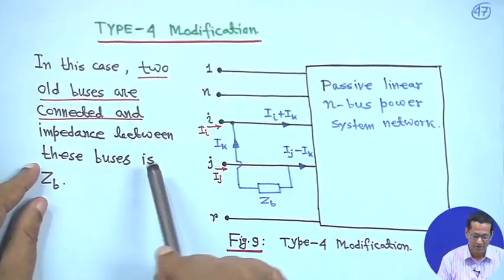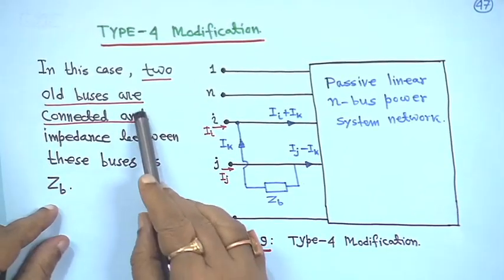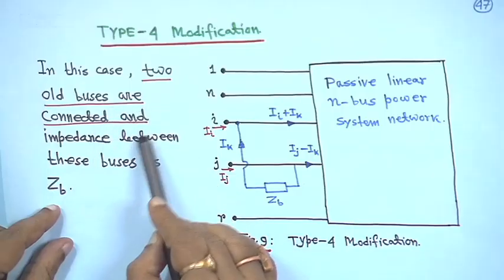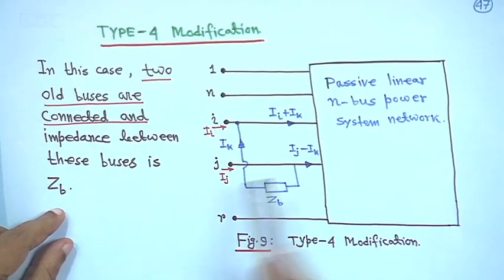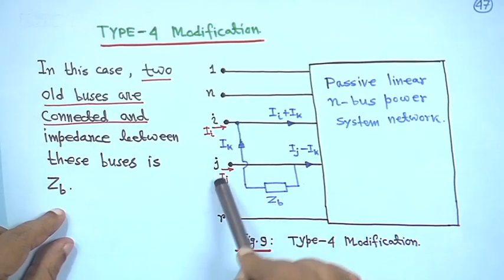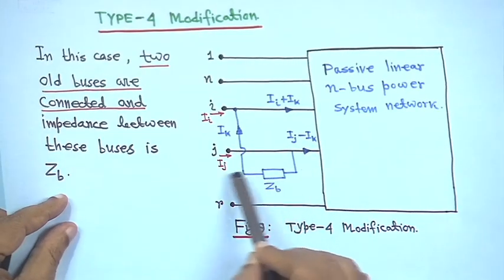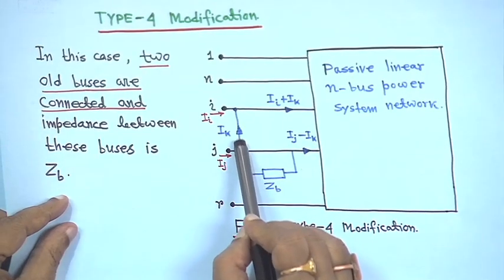So, type 4 modification: in this case two old buses are connected through an impedance ZB. I bus and J bus are the two old buses and this impedance is ZB, right. Here the direction of the current is taken as IK.